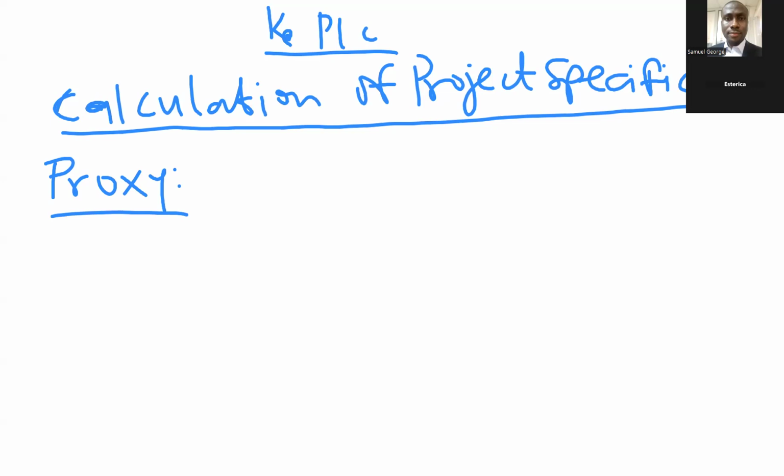Go to the statement of financial position, the extract of the statement of financial position. What is ME PLC's quoted beta? That is their beta equity. The quoted beta is 1.8. What is their market value of equity? The value of equity, we need that as well. Those are the three basic minimum things that are needed here.